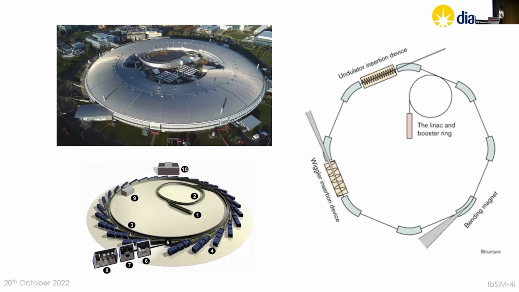So what is Diamond? Diamond is the UK's national synchrotron. You can see an image of that at the top left. This is a large 500-meter circumference synchrotron facility, which accelerates electrons close to the speed of light. And we do that using this linear accelerator in the center here, which is an electron gun, which fires them out at approximately 99.9% of the speed of light.